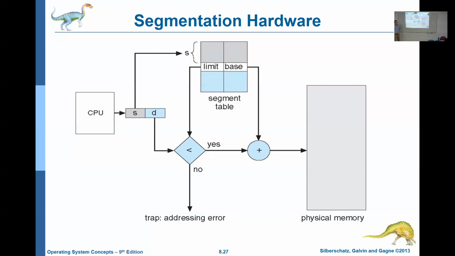Wait, but you said if we're in segment 3, but then with that block where the limit and base are, is that a list of all the segments? That's a list of a specific segment. No, that segment table is a list of all the segments for that process. Very important point. So then where's 50 going? Well, because it told me, this is a particular line, 10,000 is the base, right? And the limit is 100. So that means segment 3 is actually here.